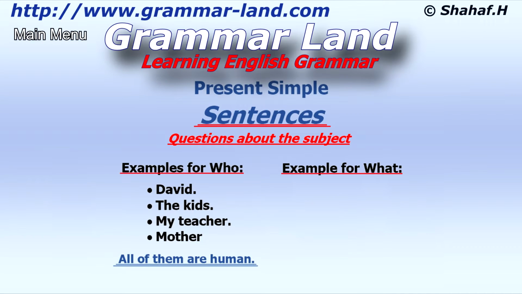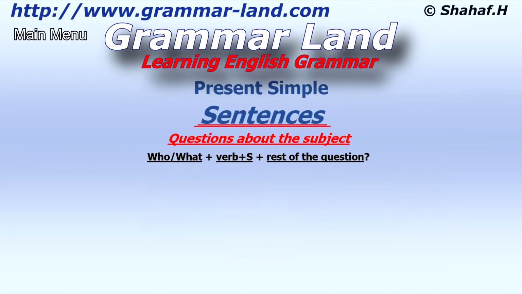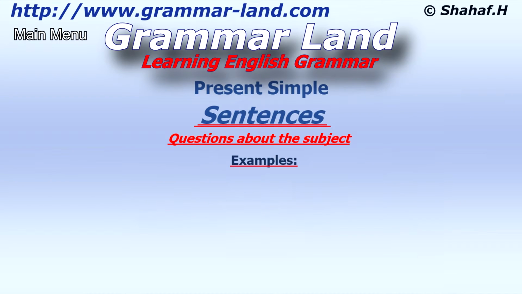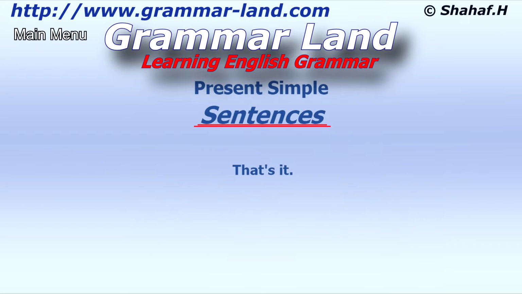Examples for what: the dog, this chair, my car, your TV, etc. Not human. After the who or the what, there is a verb plus s. We always add an s to the verb in the question about the subject. Examples: Who goes to school every day? Who sends me a letter once a month? Pay attention that we add an s to the verbs. That's it. This is all the material.